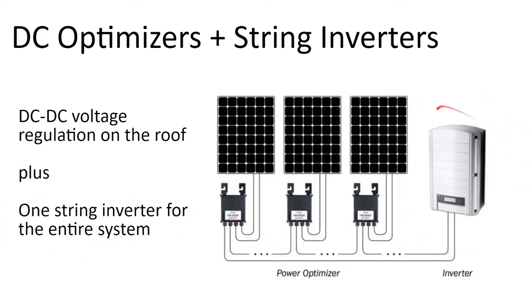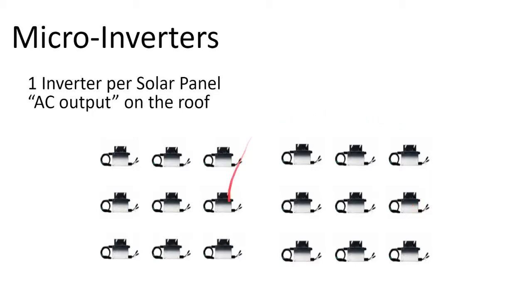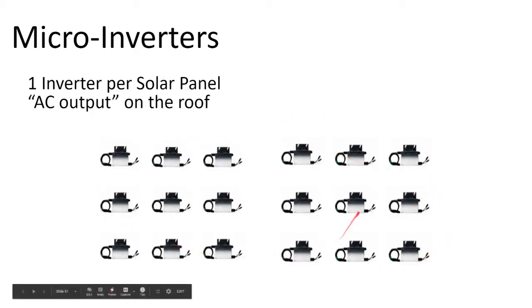The DC to AC inversion still happens, but it happens at a string inverter located further down the line, typically on the ground. This string inverter has less stuff in it because the voltage regulation on the DC side has already been controlled and optimized up on the rooftop. But this architecture is still slightly less expensive than installing a full microinverter behind each and every solar panel on the roof.